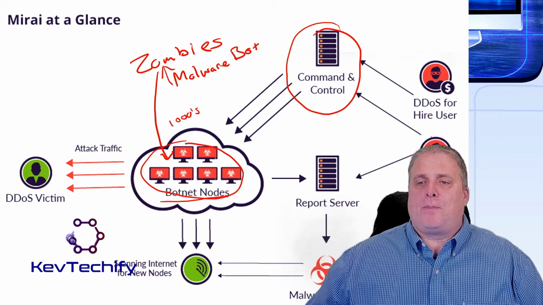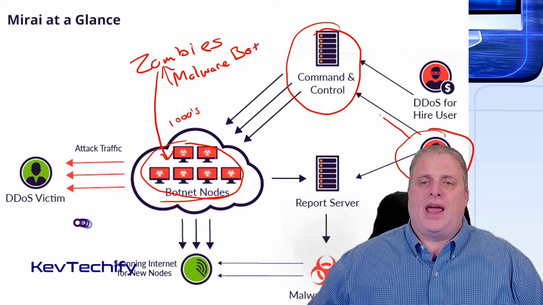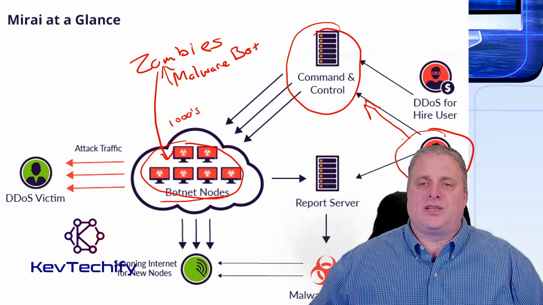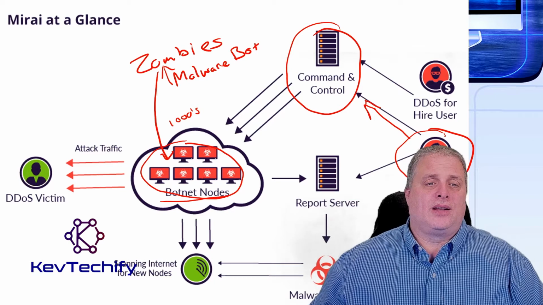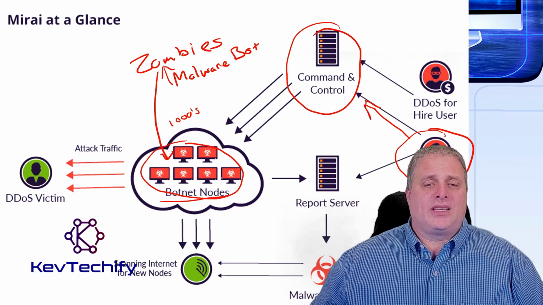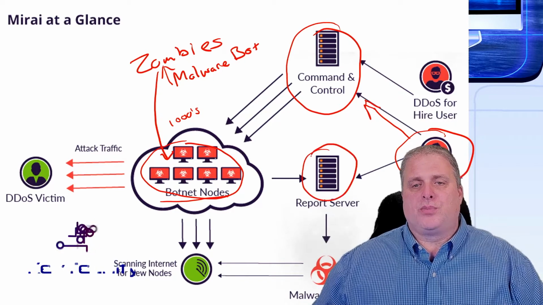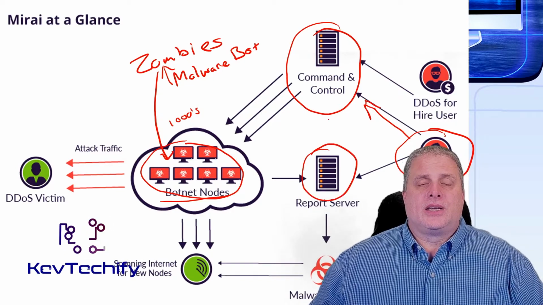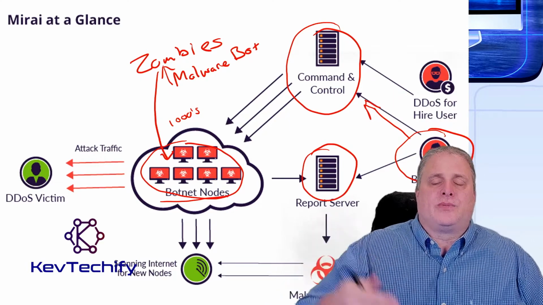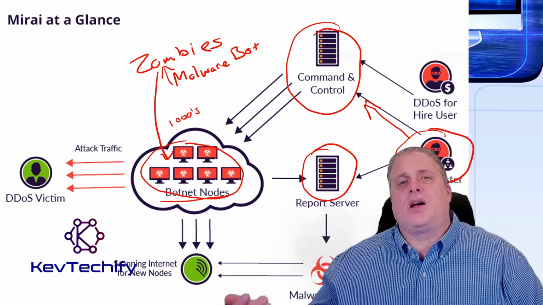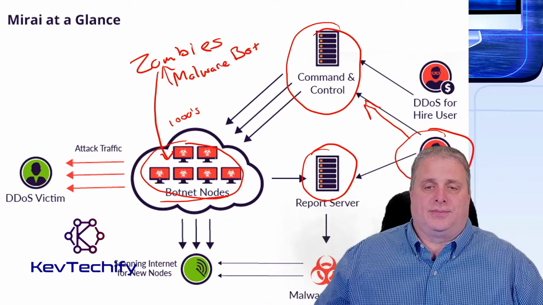We have our bot master. This is the bot master that controls everything. So our bot master controls the command and control servers that then command the botnet. The botnets report back to a report server somewhere. So this report server, it keeps a log of what they're happening. How many systems are compromised? When's the last time we've talked to these systems? And what was the results of our last attack?